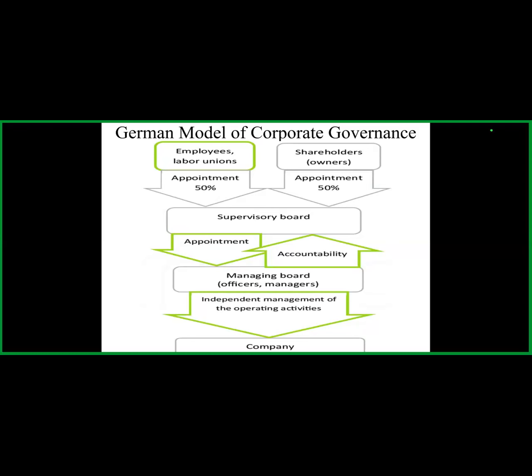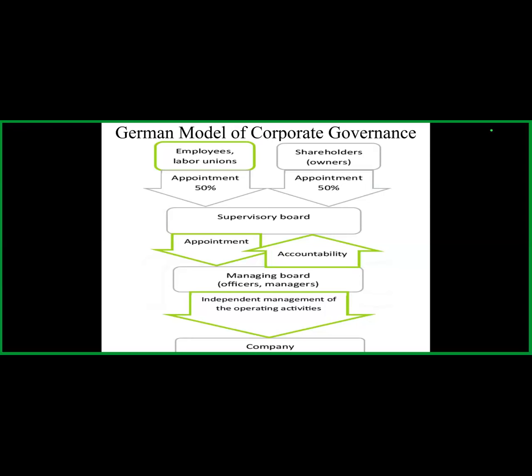So the supervisory board is the same as what we had discussed about the supervision board in Japan and the board of directors in Anglo-American corporate governance. So that is the same. Here, appointment of senior officials will be done by the supervisory board, and the managing board or the senior officials of the organization are 100% accountable to the supervisory board.